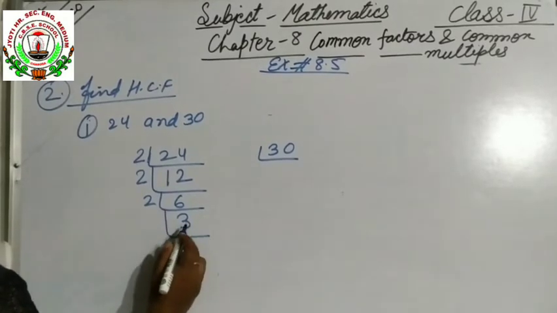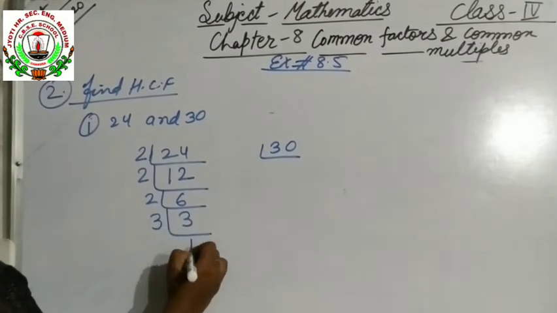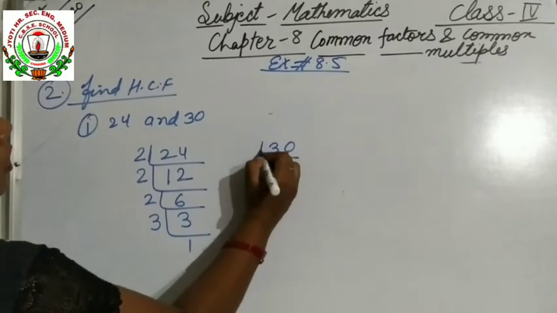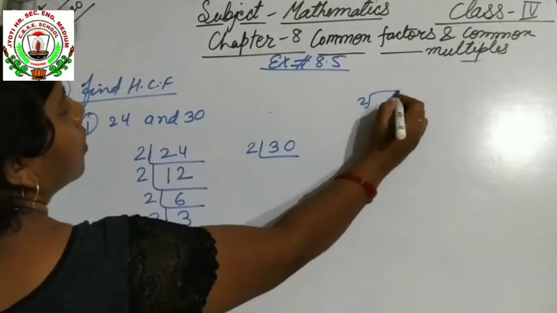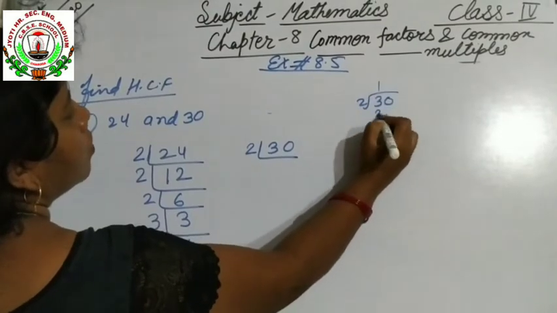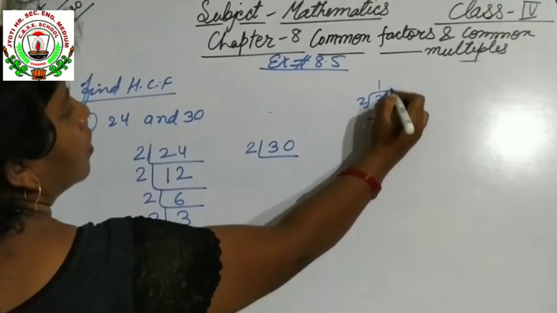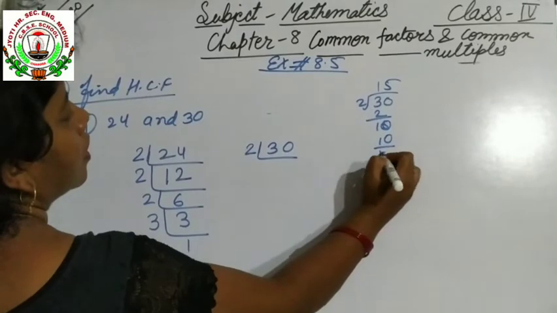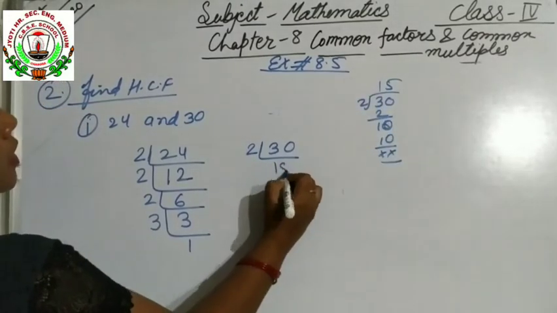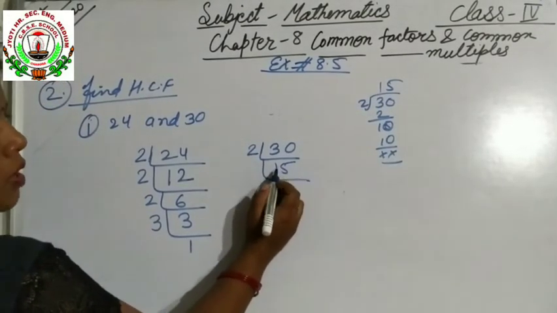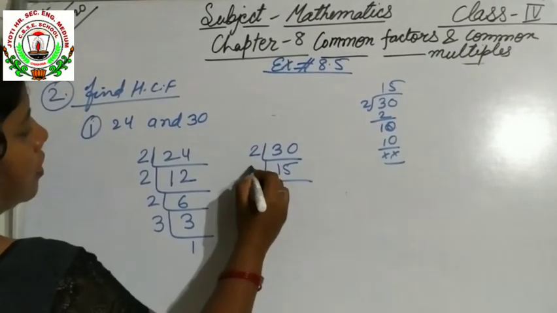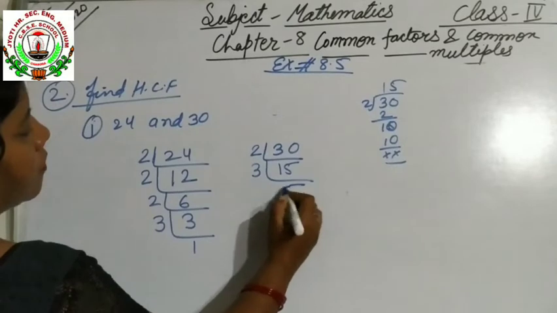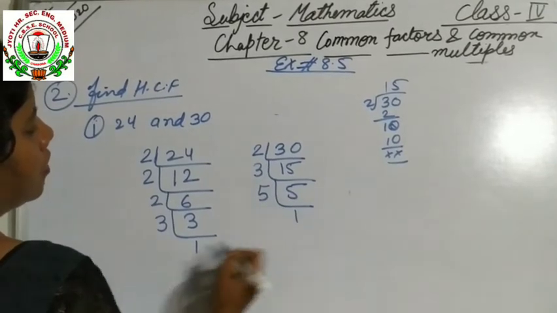Now it is not divisible by 2, so we will take 3. 3 ones are 3. Again it is an even number, so it will go by 2. You can check it. 2 fives are 10. So what will we write here? 15. Now 15 is not divisible by 2, so we will take the next number. Next number is 3. 3 fives are 15. Then 5 ones are 5.